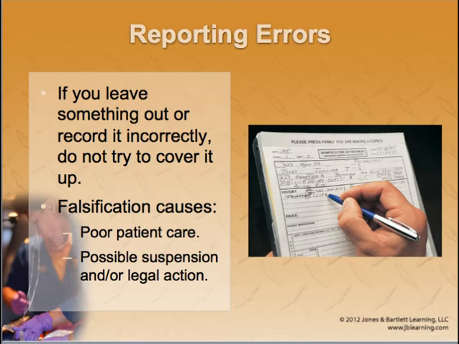So if you do have an error, make sure you report it. And if you make a mistake on the PCR, as you can see there, they've drawn a line through it and initialed it. That's what you're going to do: one line and initial. And if you need to add anything to your patient care report afterwards, there is a form that you will utilize called an addendum, and you'll probably go through your supervisor to utilize that.